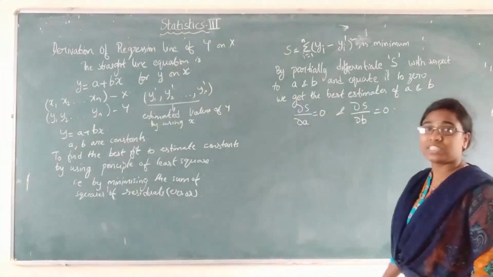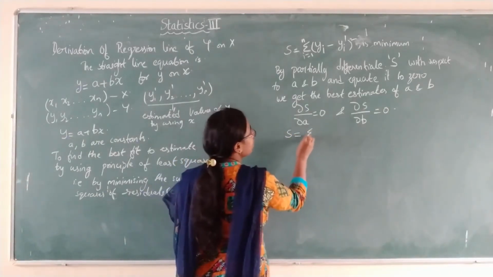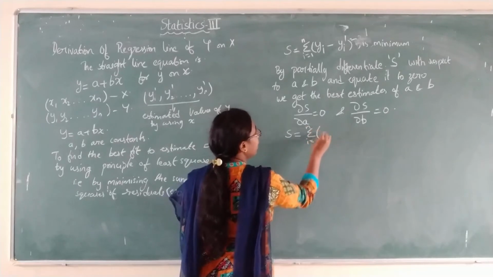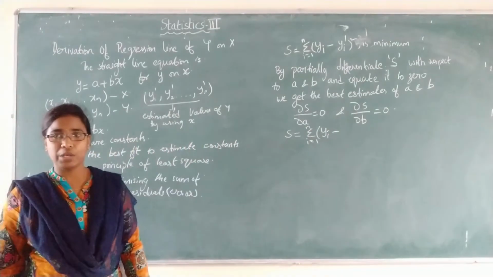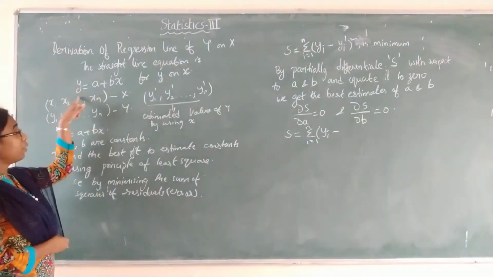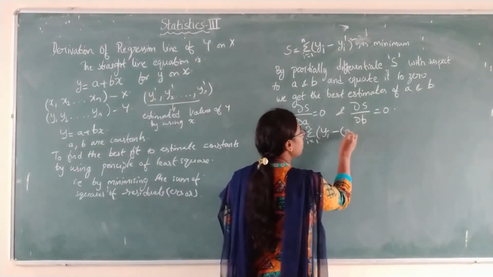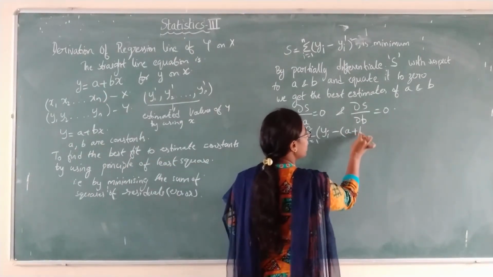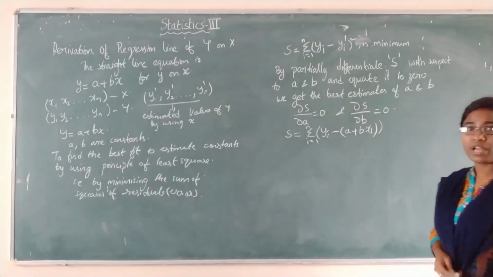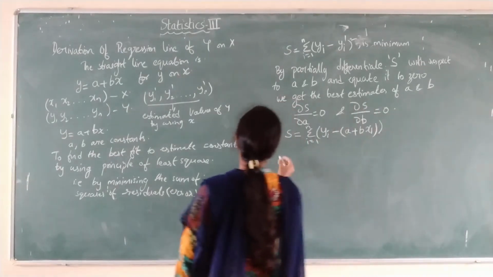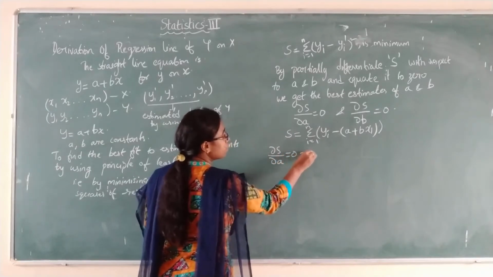So first, partially differentiating with respect to a. What is the s value? s equals summation i equals 1 to n of yi minus yi hat, the expected value. How do we estimate that value? By using the straight line equation, right? So that will be your estimated value, that is a plus b xi. So this is the s value we have. Now we partially differentiate it, that is dou s by dou a, and equate it to 0.